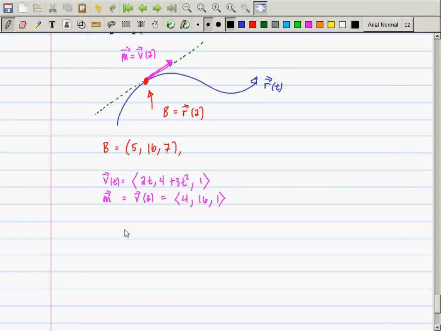Okay, so then the answer is that the line is, you could say, Q of t is mt plus b. But really, let's not use t because t is already being used, so let's use a different name. Q of s is ms plus b. Okay, so then you could say that this is equal to (4, 16, 1) s plus (5, 16, 7). So any question about this?